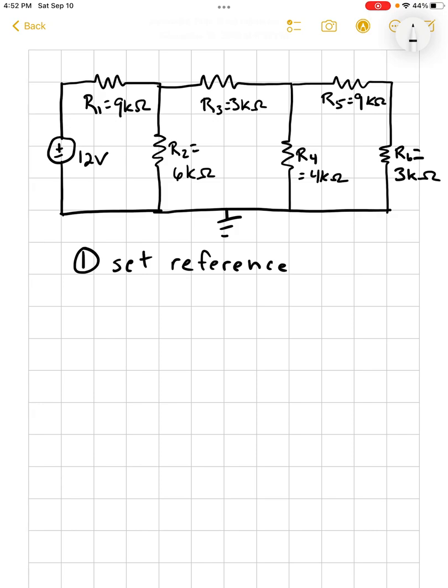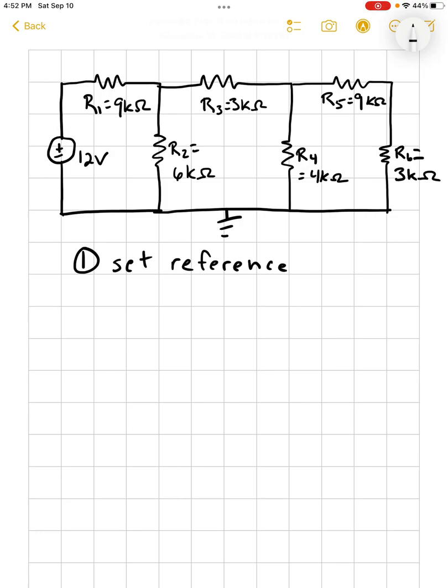And this fulfills the criteria that we have for reference nodes, which is, one, we want that reference node to be at the base of a voltage source, which we have. It's at the base of the 12-volt voltage source. And we want it to be connected to as many components as possible so that we can minimize the number of unknowns that we have. So our reference node I'm going to set at the bottom.